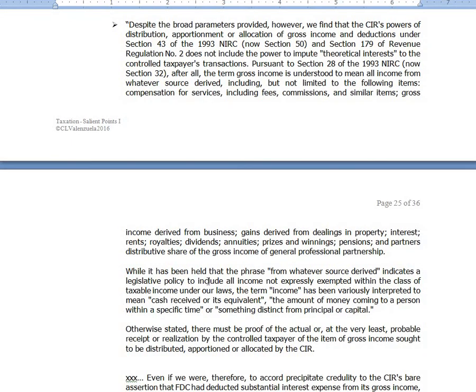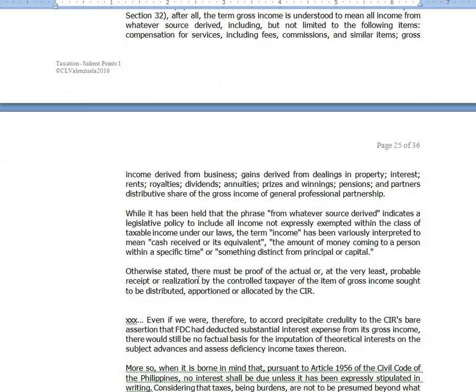While it has been held that the phrase "from whatever source derived" indicates a legislative policy to include all income not expressly exempted within the class of taxable income under our laws, the term income has been variously interpreted to mean cash received or its equivalent, the amount of money coming to a person within a specific time, or something distinct from capital or principal. Otherwise stated, there must be proof of the actual, or at the very least, probable receipt or realization by the controlled taxpayer of the item of gross income sought to be distributed, apportioned, or allocated by the CIR.